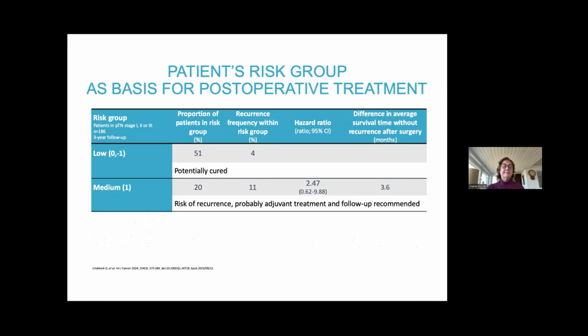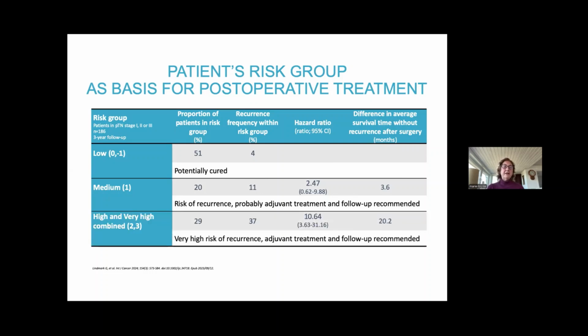And the high and very high groups, on the other hand, constituted almost a third of the patients, and they had a high recurrence frequency of 37%, and the hazard ratio was 10.64. The difference in survival time between the low group and the very high group was 20 months. So there is very high risk for recurrence, and adjuvant treatment and follow-up is recommended there. But probably also for medium.